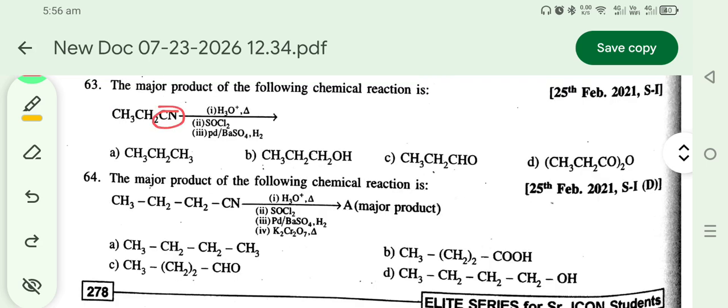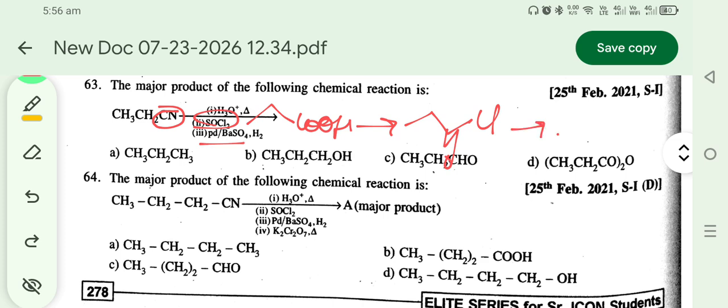Cyanides on hydrolysis give acid. Acid with SOCl2 is converted to acid chloride. Acid chloride with Rosenmund reduction, palladium barium sulfate, gives aldehyde. Finally, it is propanaldehyde. Option C.